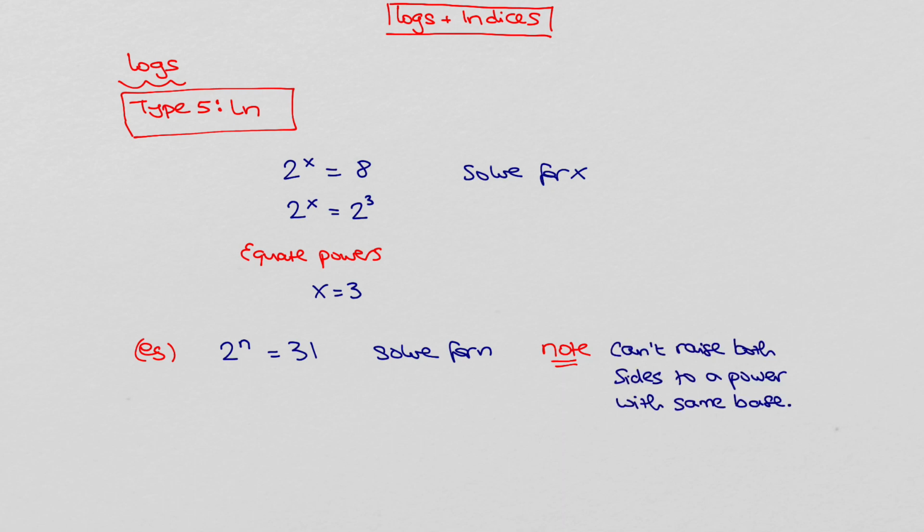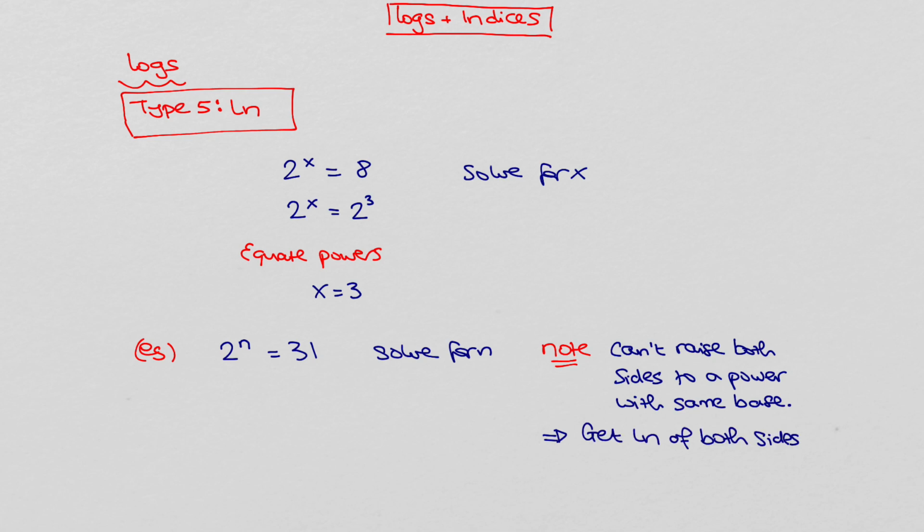So because we can't raise both sides to a power with the same base, the process of solving for this unknown power is to get the log of both sides. Now you can get log to any base of both sides, but for the purpose of all of our questions, I'm going to use the natural log. And this is going to come in very handy when we're looking at real-world applications of log equations. So I'm going to stick to the same principle every time.